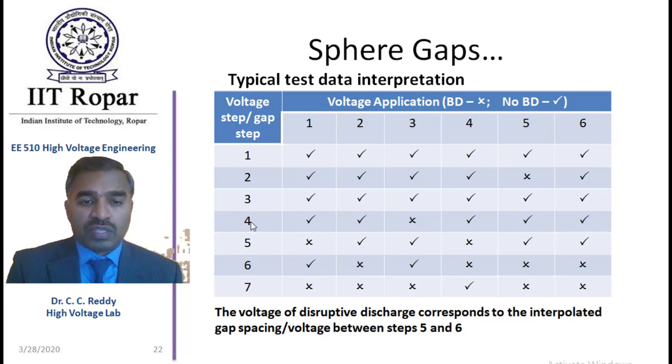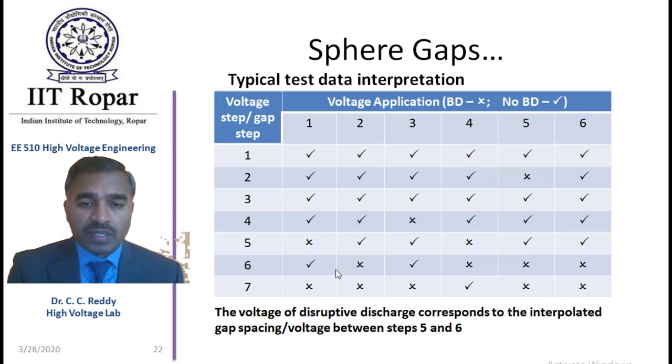And fourth step, you see, only at the third application the breakdown occurred. All other applications of the same voltage, breakdown didn't occur. On the fifth step again, you can see there are 2 breakdowns. The first application, and again the fourth application, with the same voltage, the breakdown occurred. But the second, third, fifth and sixth, breakdown did not occur. So, in this fifth step, you see clearly out of 6 times, 2 times breakdown occurred.